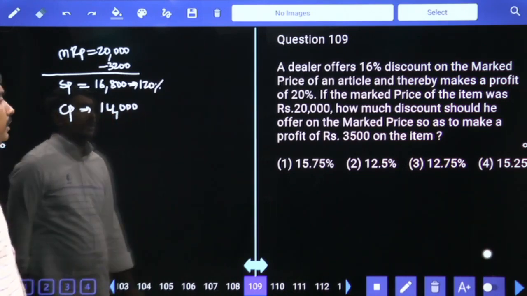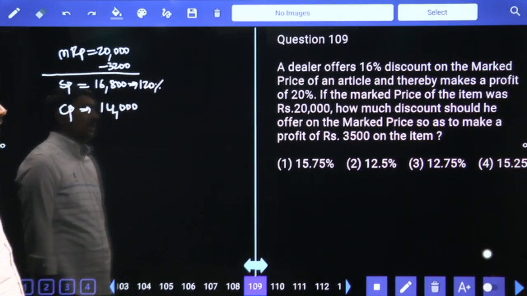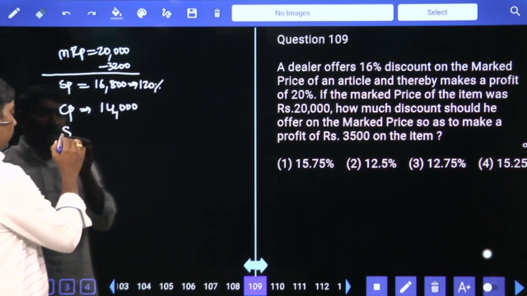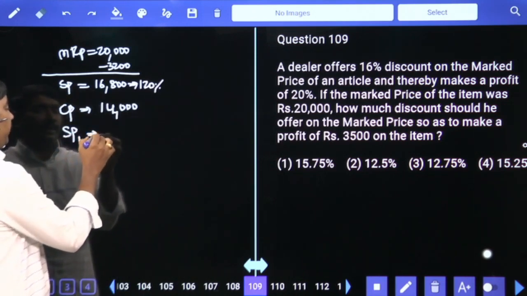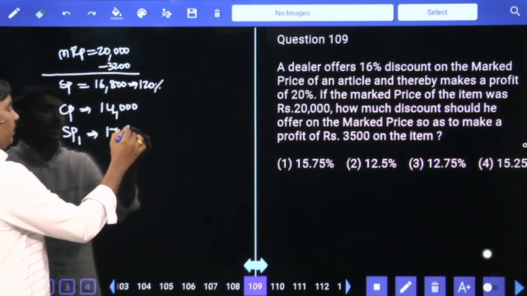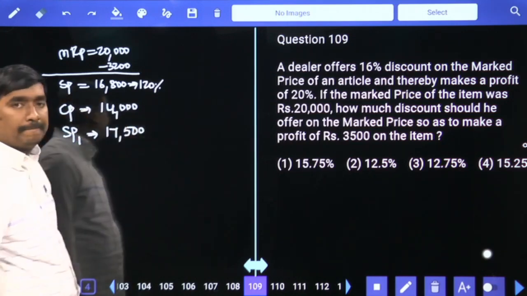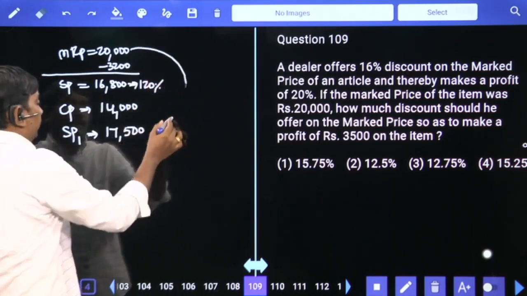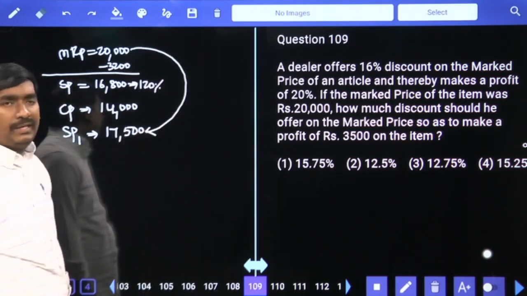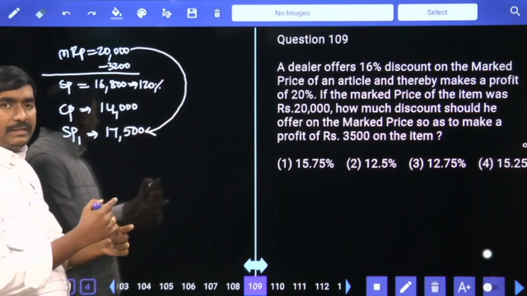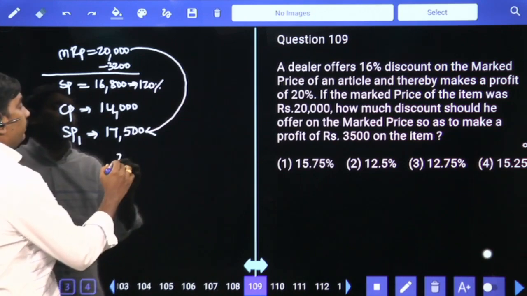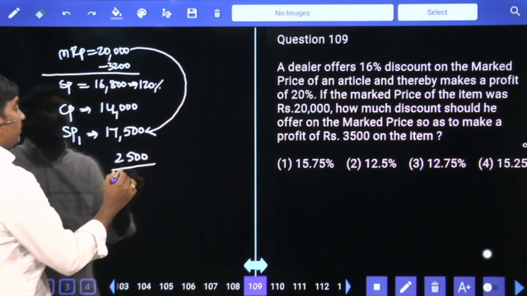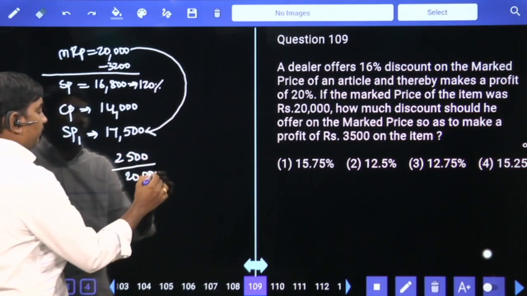How much discount should he offer on the market price so as to make a profit of 3,500? 3,500 profit means new selling price must be 17,500. MRP 20,000, new selling price 17,500 means there is a discount of 2,500. That 2,500 is what percent of 20,000?